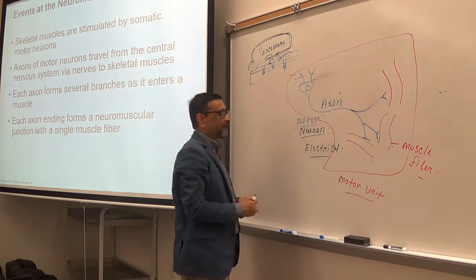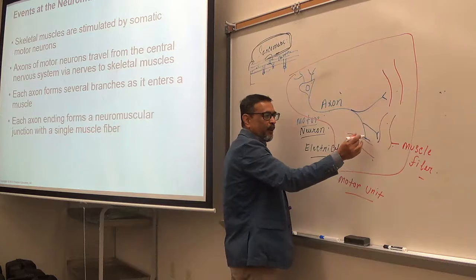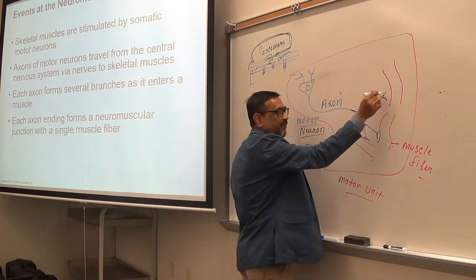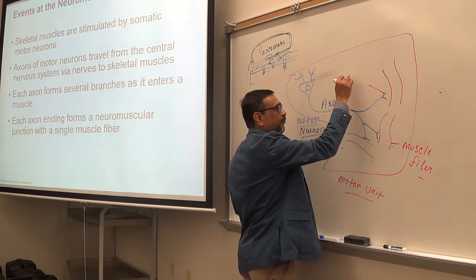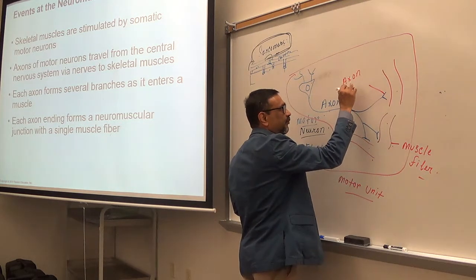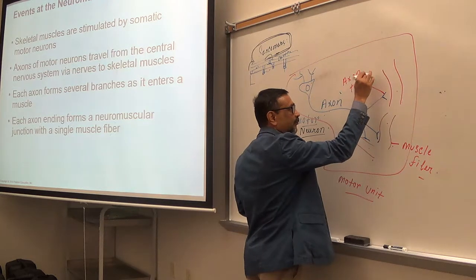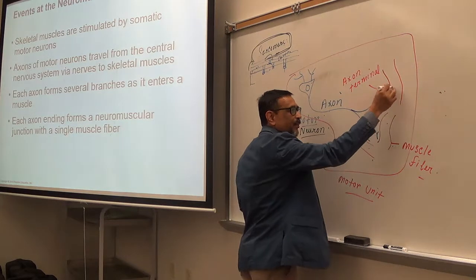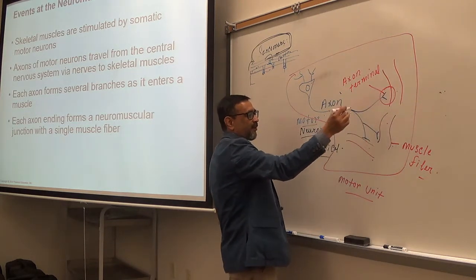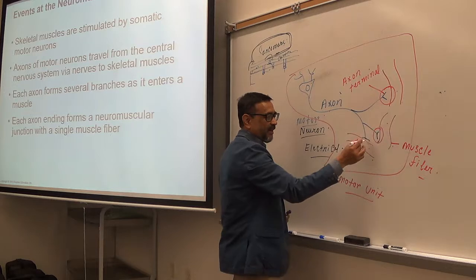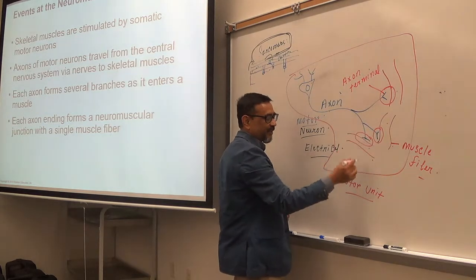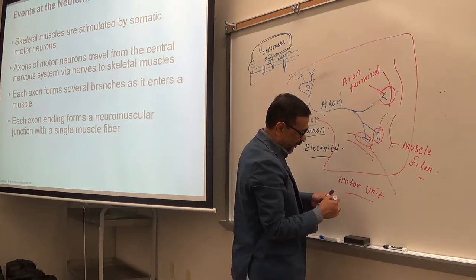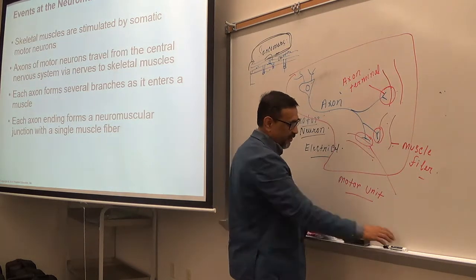Okay, good. And where the axon terminal, the end of the axon, joins the muscle fiber, this is called a synapse. So this is another synapse. This is another synapse. This synapse between neuron and muscle is called a neuromuscular junction.